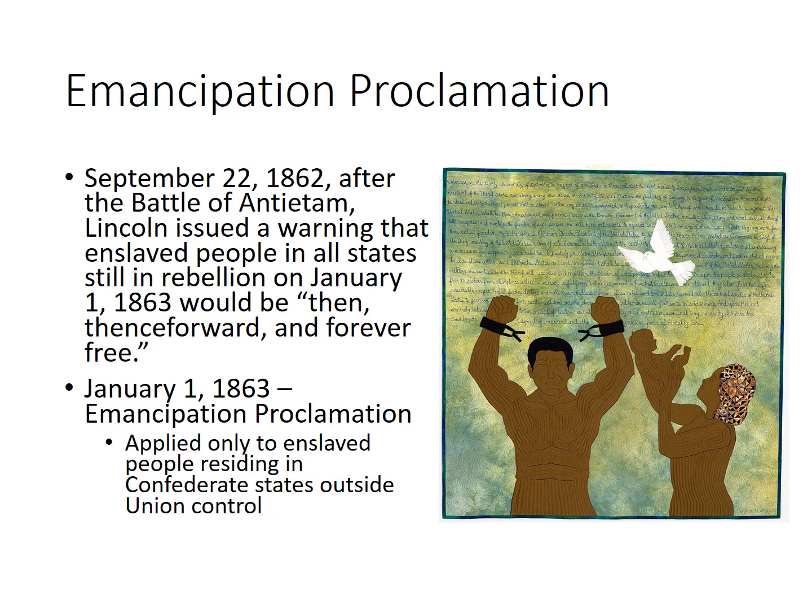And ultimately came the Emancipation Proclamation. In September, after the Battle of Antietam, Lincoln issued a warning that enslaved people in all states still in rebellion on January 1st, 1863, would be, quote, "then, thenceforward, and forever free." So on January 1st, 1863, the Emancipation Proclamation was signed. It applied only to enslaved people residing in Confederate states outside the Union control.